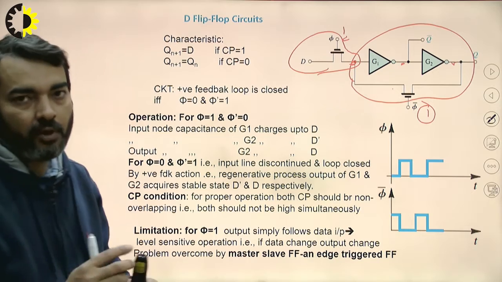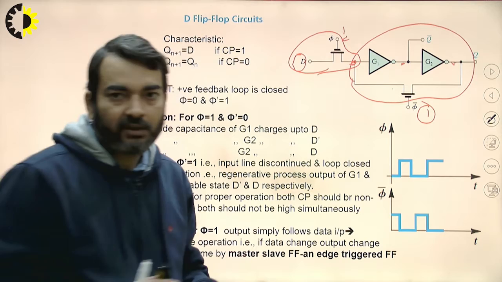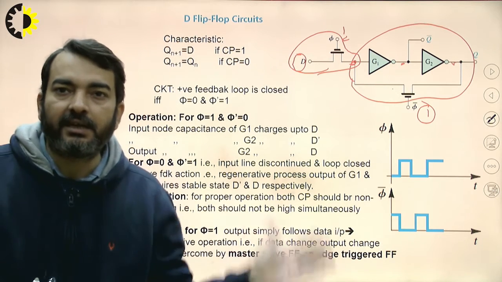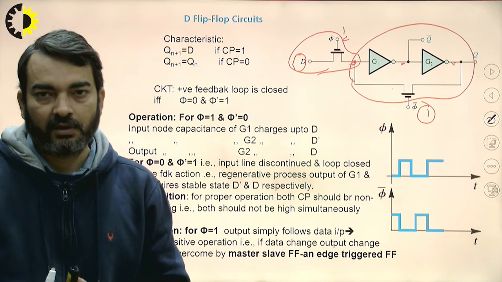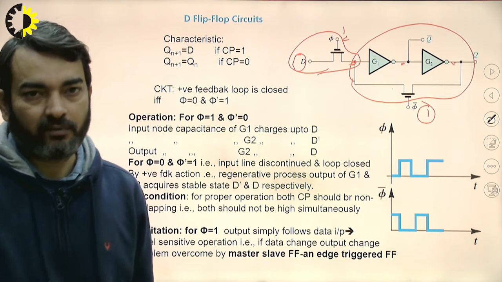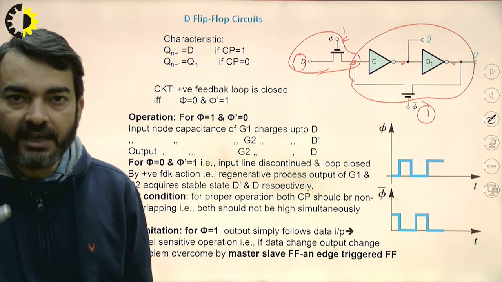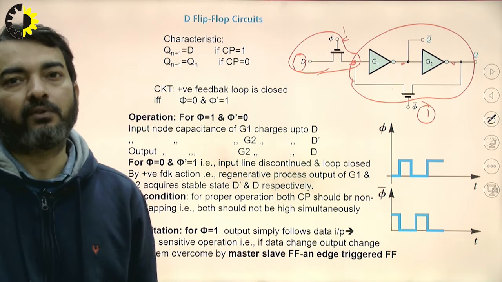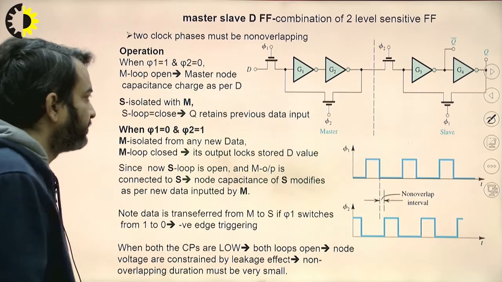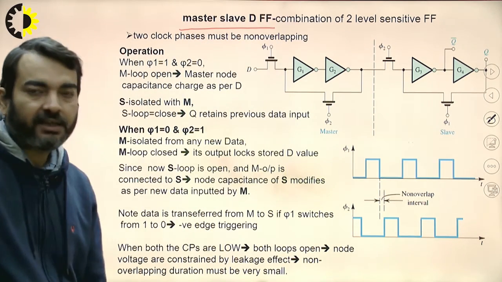The root problem is that data will be processed over the level of the clock. It means if the clock is 1, then data will be entered. So for removing this problem, we will use the master slave flip-flop, which is an edge-triggered flip-flop. It means data will be processed at the edge of the clock, not at the level of the clock. So here we have used a master slave flip-flop, which is nothing but an edge-triggered flip-flop.